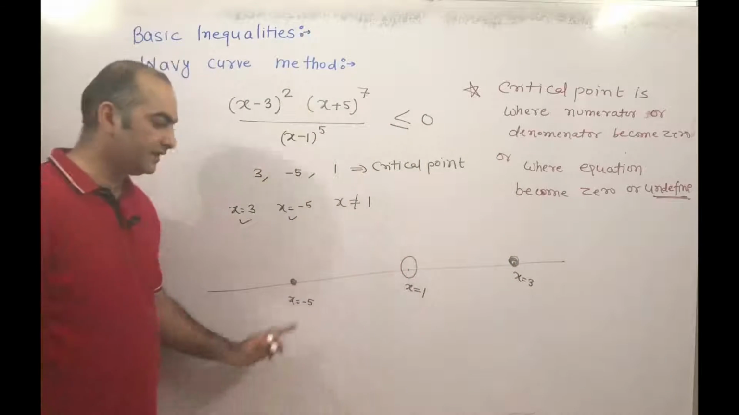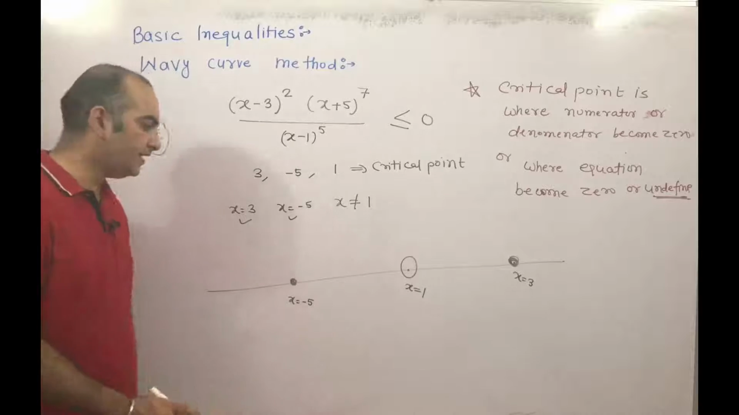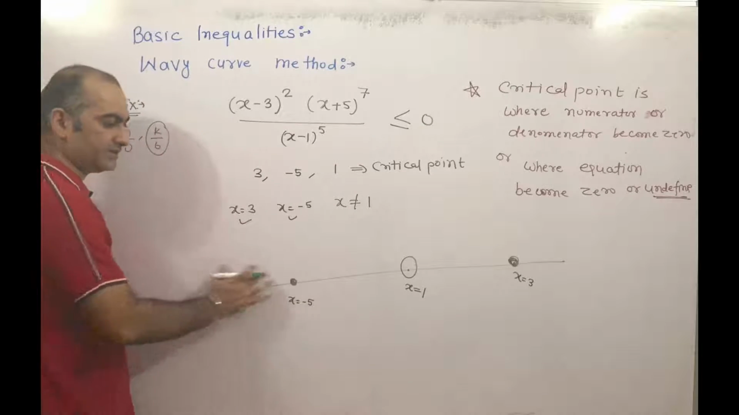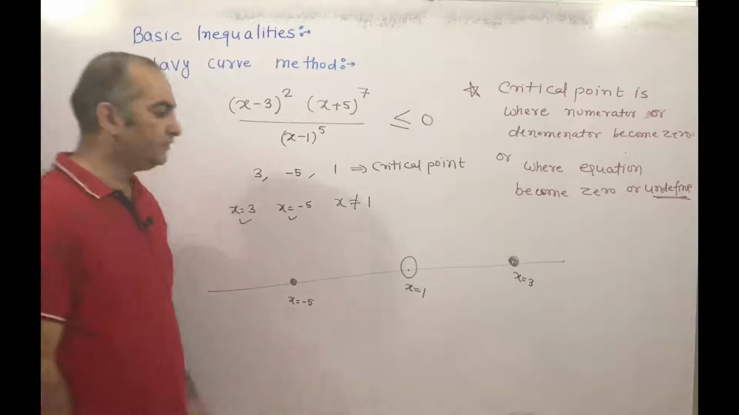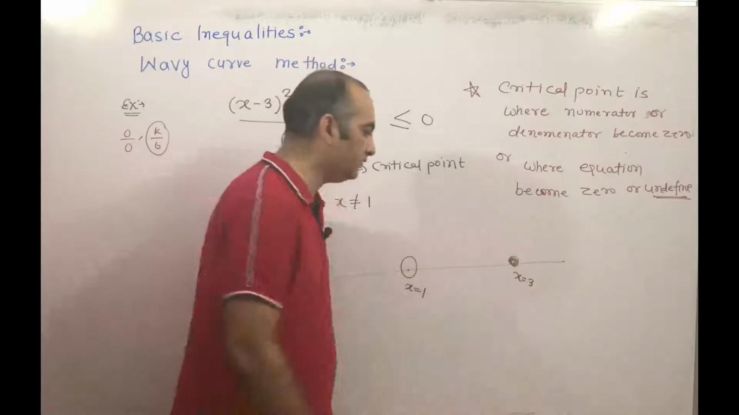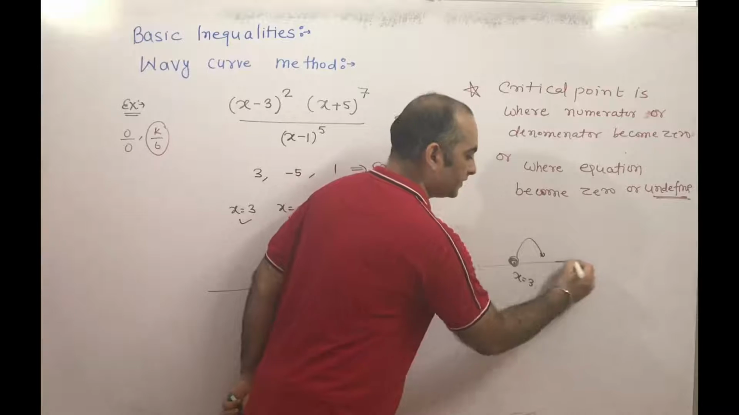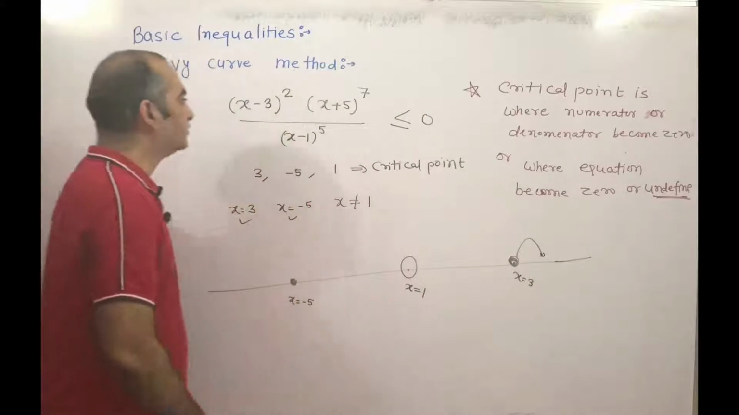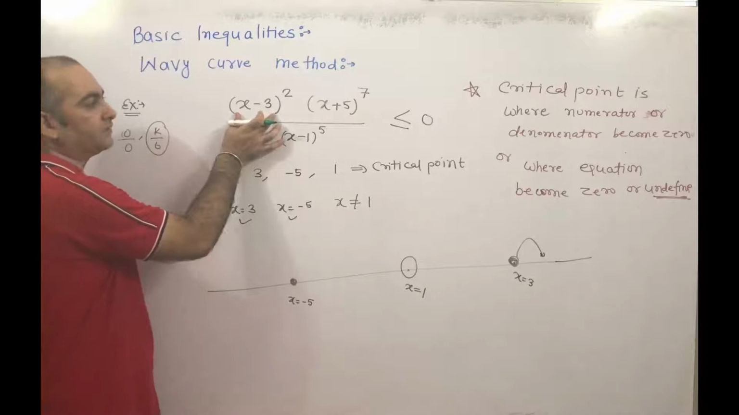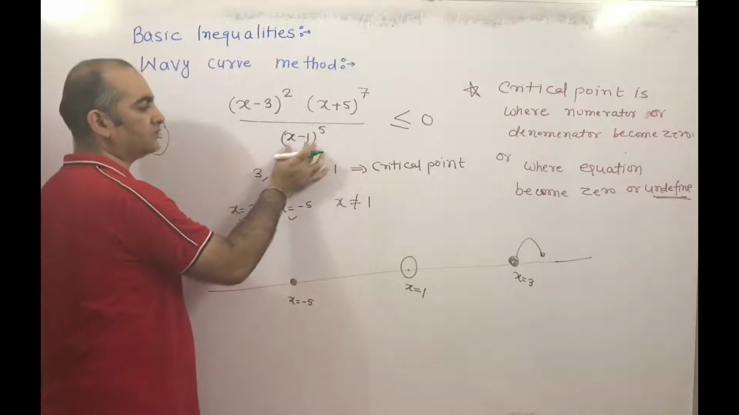Now these three critical points will divide this number line into 4 sections: first, second, third and fourth. Now one by one we will start. If you take any value greater than 3, suppose you take 4, then this is positive, this is also positive, and this is also positive.